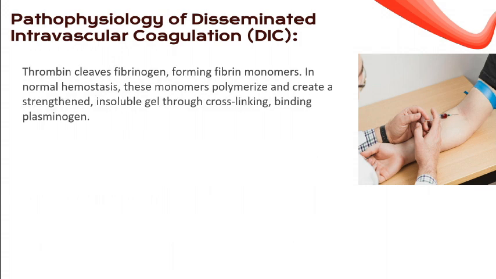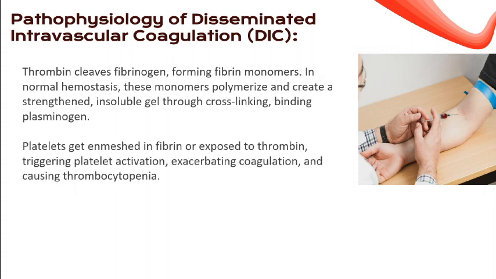In DIC, some fibrin monomers don't play by the rules. They circulate as soluble fibrin monomers, coating platelets and coagulation proteins, exerting an anticoagulant effect. It's like a plot twist in our clotting story. As the plot thickens, platelets get caught in the web of fibrin or get exposed to thrombin, triggering platelet activation. This not only exacerbates coagulation but also causes thrombocytopenia, a reduction in platelet count.